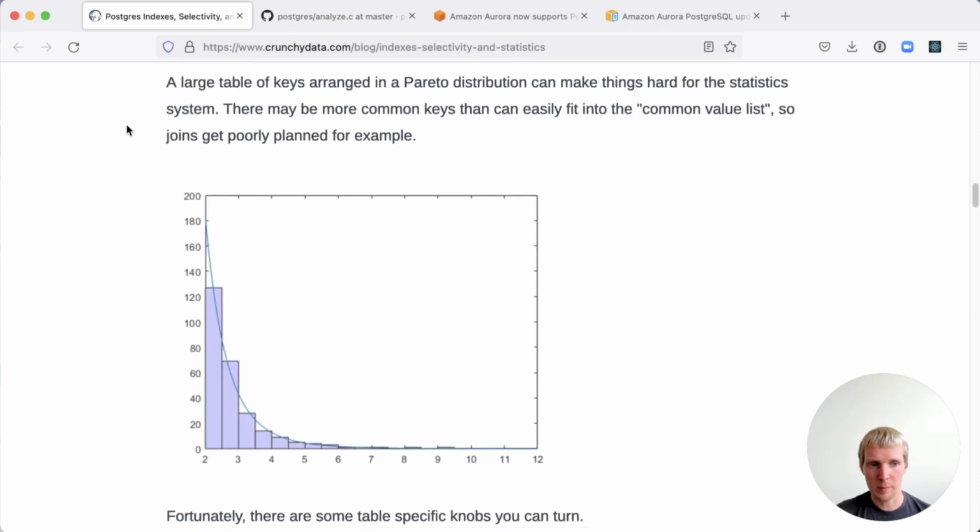Now, the statistics target may not be enough. If your data has a Pareto type distribution and Postgres keeps 100 actual values in its statistics system, the long tail would not be represented. Statistics about the long tail would be wrong because Postgres wouldn't necessarily have kept those. You can do some tweaking to optimize that.